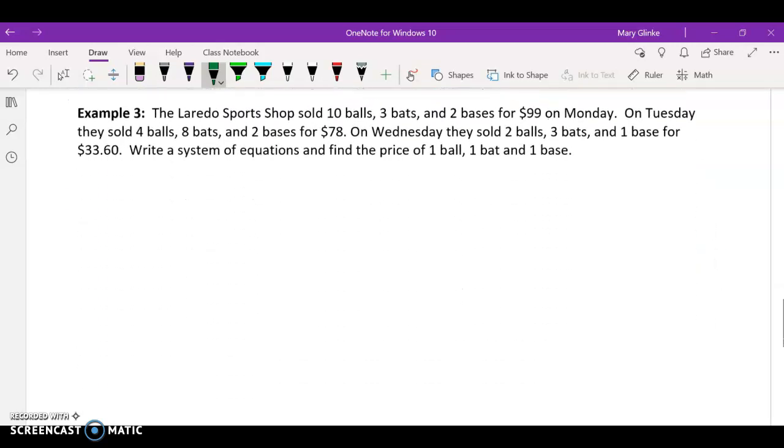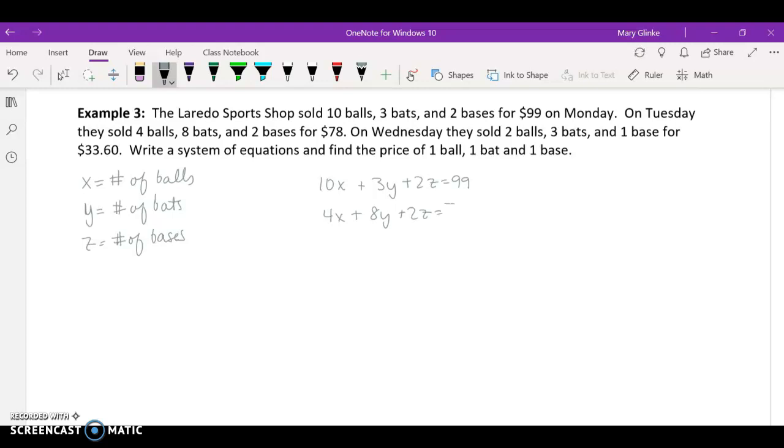So let's take a look at one more example. Now we're going to have to define our variables. Looking at this, I don't know the number of balls, the number of bats, or the number of bases. But I do know that 10 balls, 3 bats, and 2 bases were sold for a total of $99. The next one would be 4x, 8y, and 2z equals 78. And the last one, 2x, 3y, and 1z equals 33.60.